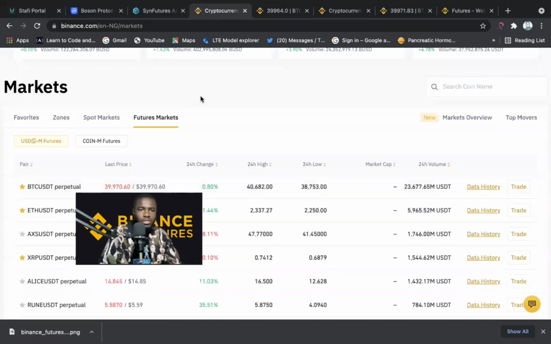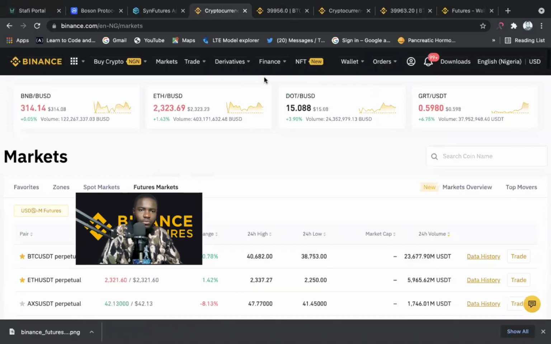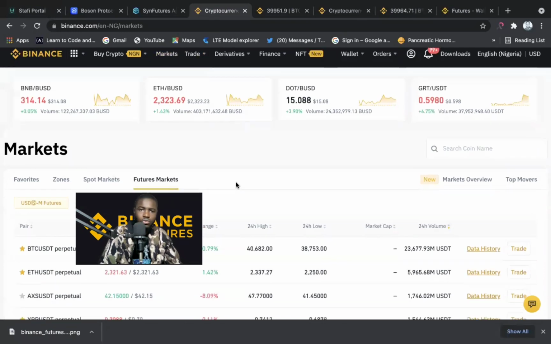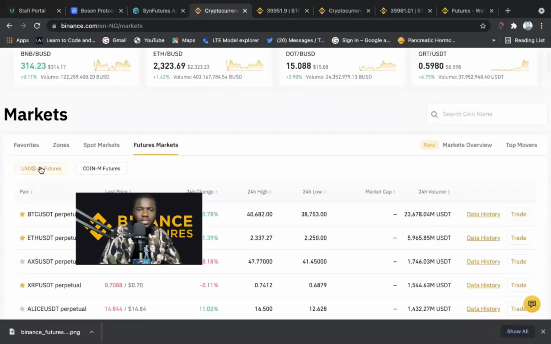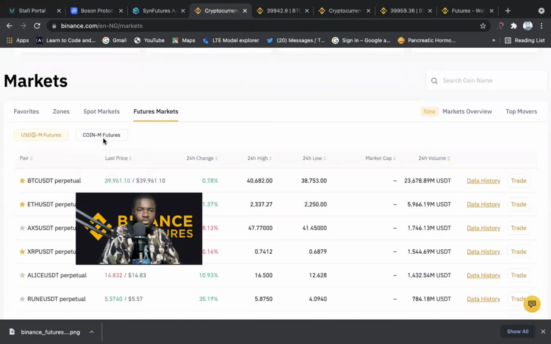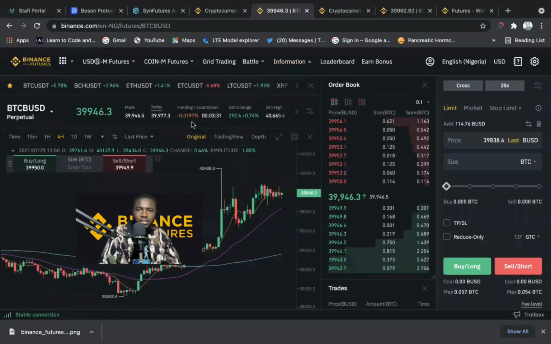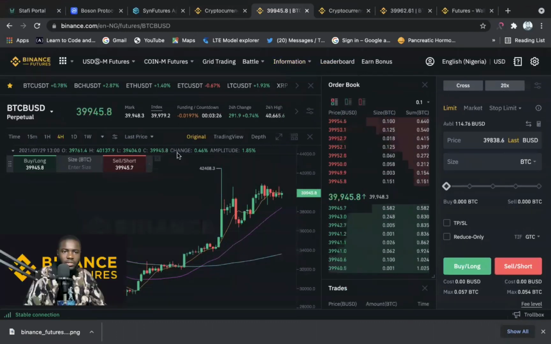Okay, so let's assume you are new to trading futures. You go to markets, you go to futures market, you select USDM futures or CoinM futures, right? But for today, we are going to be using USDM futures because it supports using the multi-asset mode. CoinM futures currently doesn't support multi-asset mode. Right? So we are going to be selecting the BTC to USDT perpetual contract, and that is it right here. Right. So this is the Binance Futures trading interface.